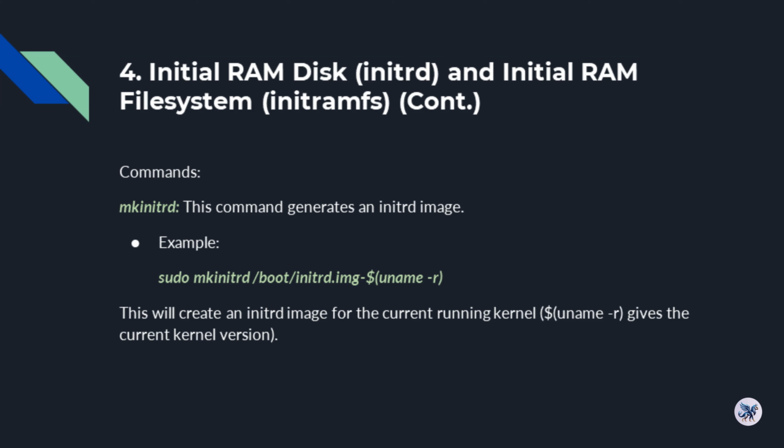Commands. mkinitrd. This command generates an Initrd image. Example: sudo mkinitrd /boot/initrd.img-$(uname -r). This will create an Initrd image for the current running kernel. uname -r gives the current kernel version.